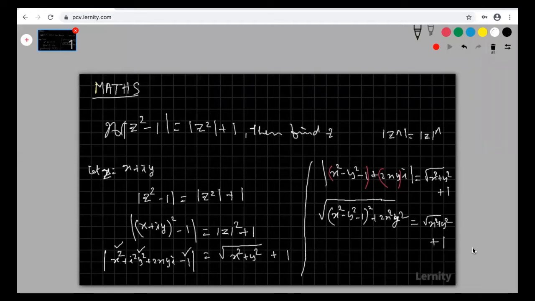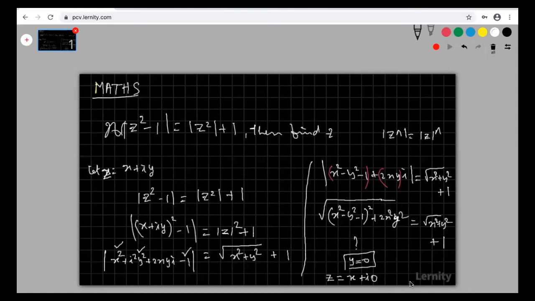Okay, now simplify, you will get some x and y. The simplification is homework for you. After simplifying this equation, you will get y is equal to 0. If y is equal to 0, what happened? I am choosing my z as x plus iy. If y is equal to 0, I will get only x. That means this is representing only the real part.